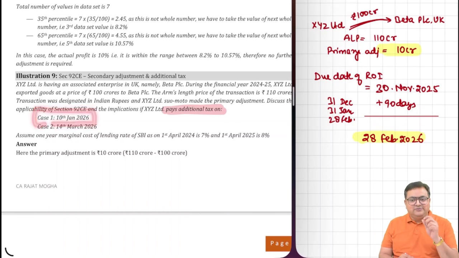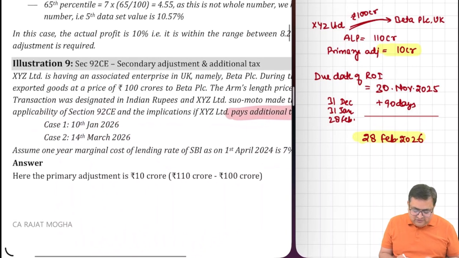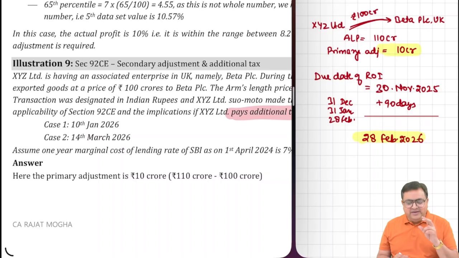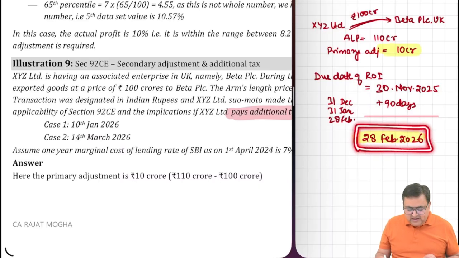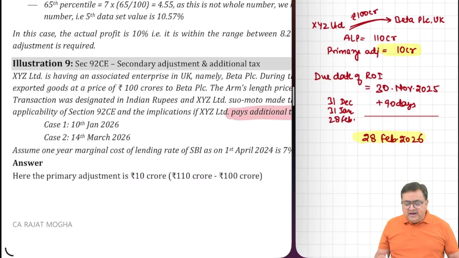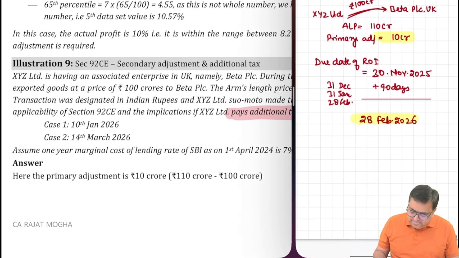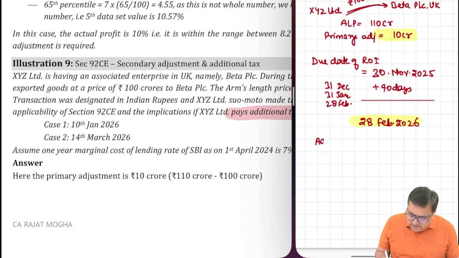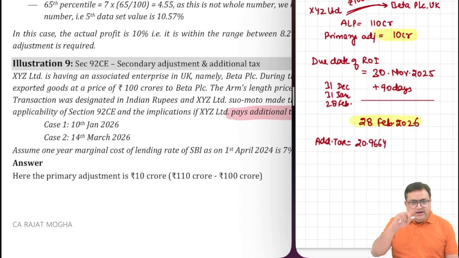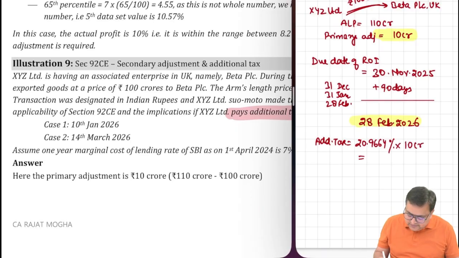Now please tell me, case 1. They pay additional tax on 10th of January 2026. Have they paid the taxes within 90 days? Yes, sir. In case 1, they have paid the taxes within 90 days. So in that case, they have to pay additional tax. How much? 20.9664%, that is 18% plus 12% plus 4%. Percent of what? 10 crores. So you can calculate. Correct.